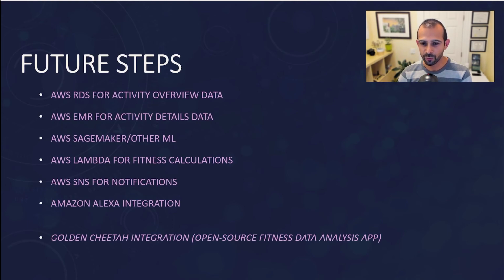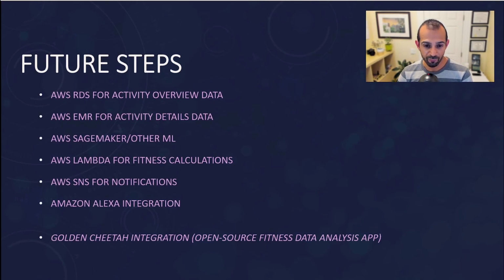AWS SNS could be used for notifications. If something is a cause of concern or something that the user wants an alert for, when those criteria are met, a notification could be sent to the user. Amazon Alexa can be used to refresh the data and also get daily stats.